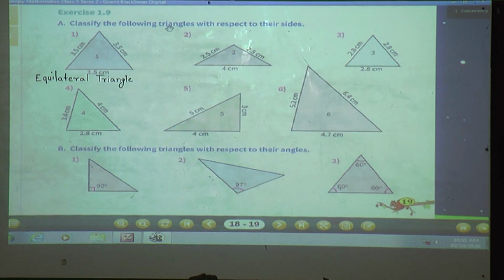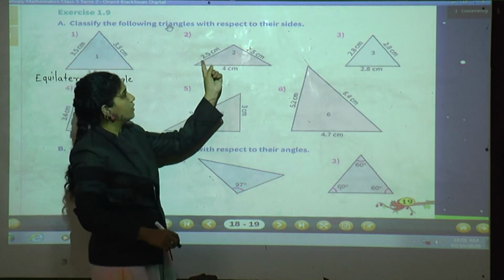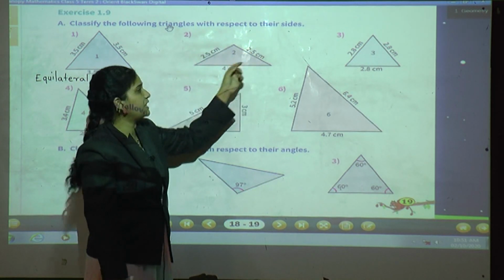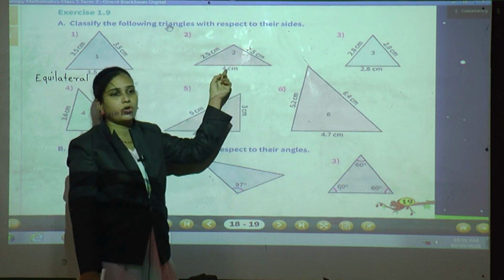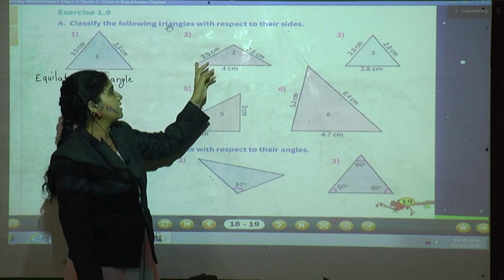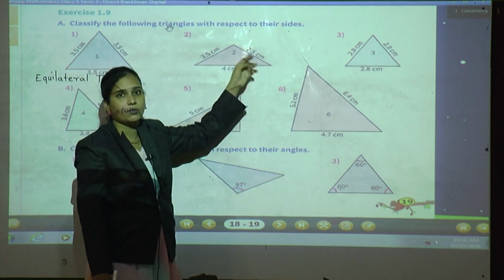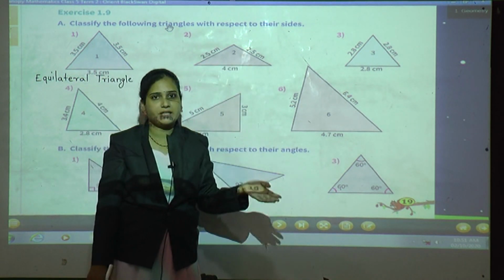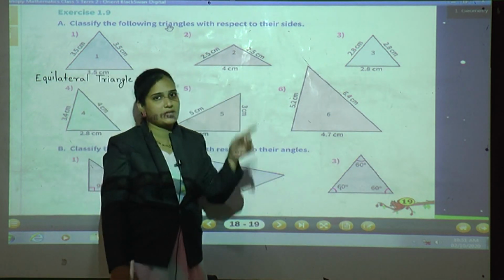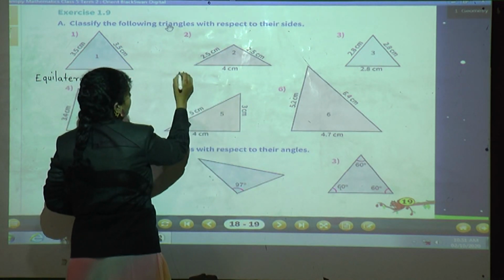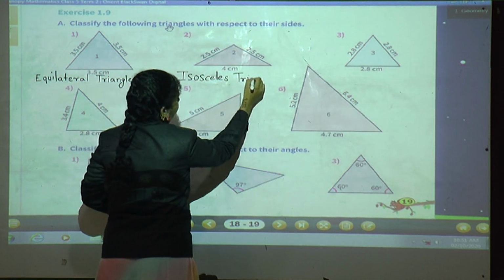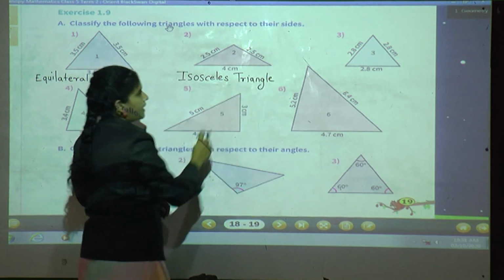Again, second one, here this side is 2.5 centimeter, this one 2.5 centimeter, and this is 4 centimeter. So what can you say about this triangle, students? Yes, only two sides are equal. The third side is different in length, so these two sides are equal. That's why this triangle is an isosceles triangle, because only two sides are the same.